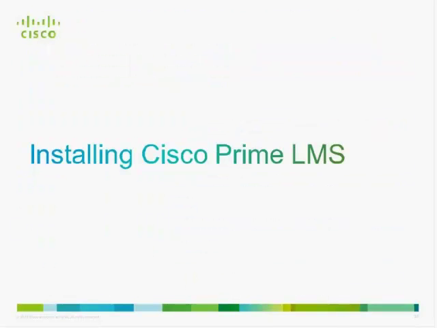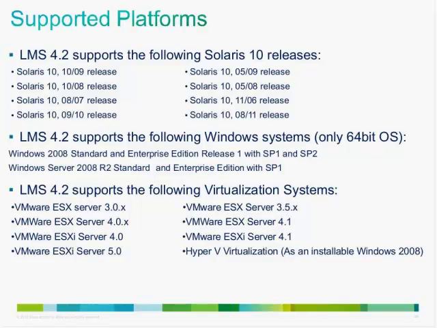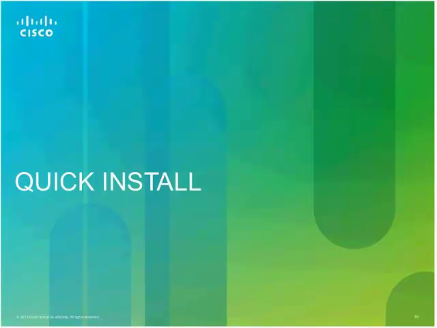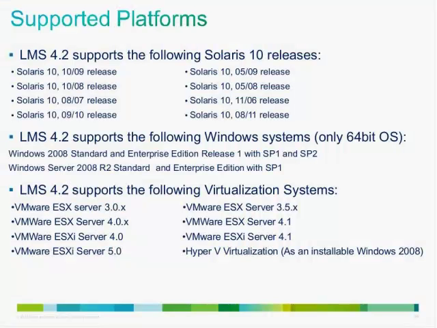Installing Cisco Prime LMS has never been so easy. Previously, it used to take around 1 or more hours to complete the entire installation, but with Cisco Prime LMS 4.2, we have done a lot of architectural overhaul where it takes only 15 to 20 minutes, and we call this process quick install. These are the supported operating systems which can be used to install CiscoWorks. This information is available on Cisco.com, or you can check the Cisco.com Prime website.